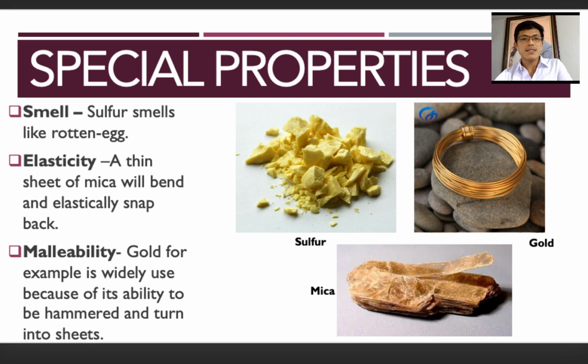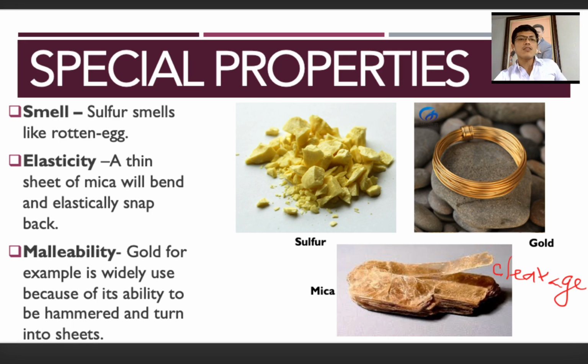So we have elasticity. A thin sheet of mica will bend and elastically snap back. Okay, like this one. Again, this is an example of a cleavage. That weakness, or the weak part there, you can strip into several sheets, just like a ream of bond paper.